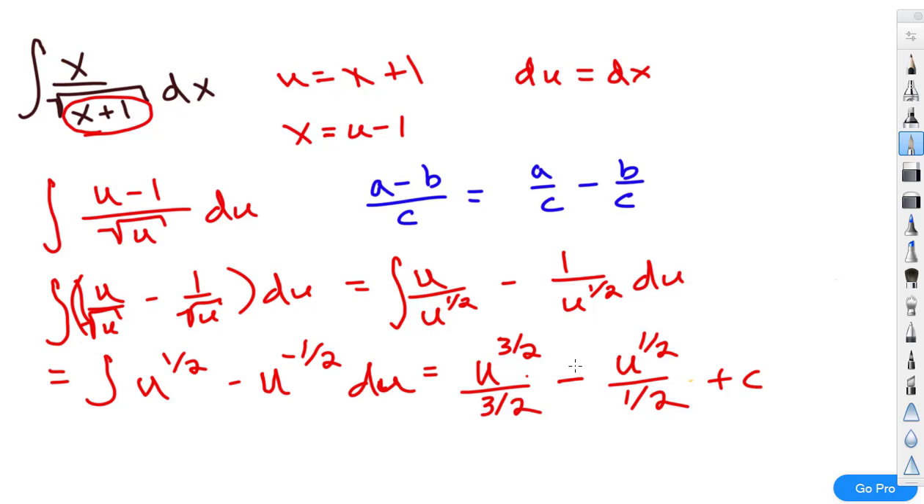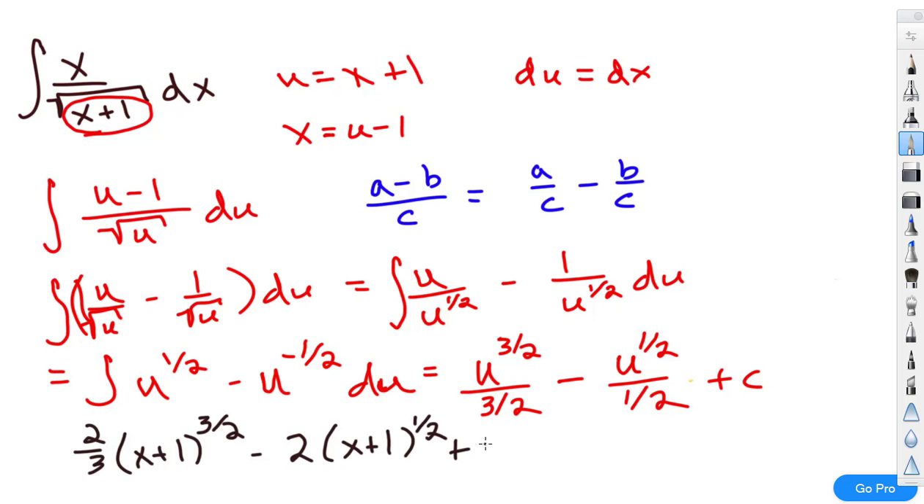Now don't forget, we want to clean this up a little bit, so we want to plug this x plus 1 back in for u. Also, dividing by fractions is weird, so remember that dividing by 3/2, that's the same thing as multiplying by 2/3. So, our final solution for this guy, in terms of x, is going to be 2/3 x plus 1 to the 3/2 minus, and remember, dividing by half, that's the same as multiplying by 2, so that's going to be 2 times x plus 1 to the 1/2 plus c.